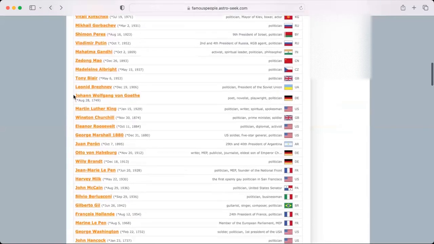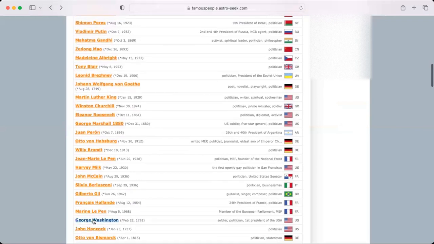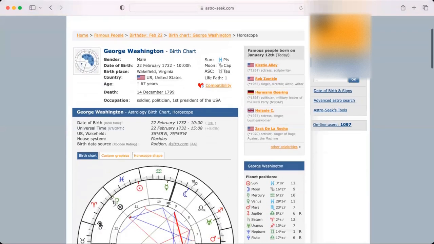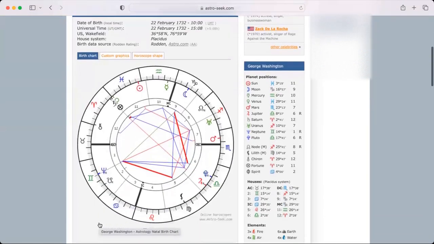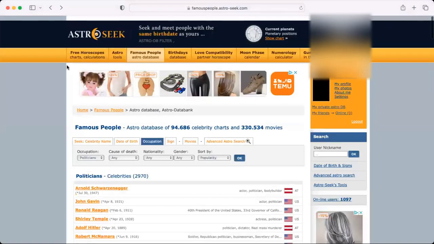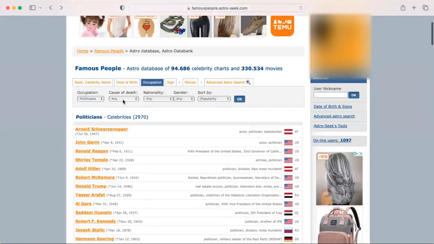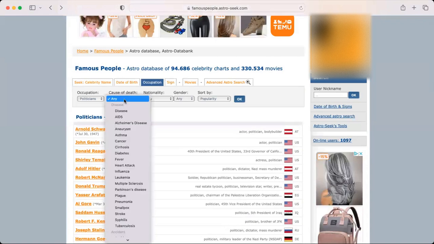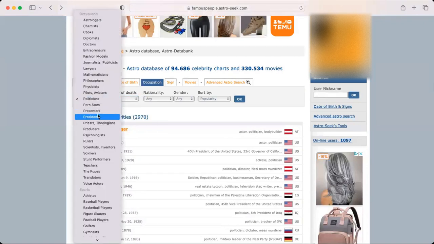Let's see if we see anybody's chart that looks interesting. George Washington, the first president of the United States of America, said to be. So Pisces sun, Pisces is the 12th sign. We see Venus is also there, no more than either the same sign or two signs before or after. So that rule applies. And then Mercury is in Aquarius, the sign before, the 11th sign. So this applies. Let's try maybe two more charts, because again, it's starting to get repetitive, but I still want to get you guys to see what I see.